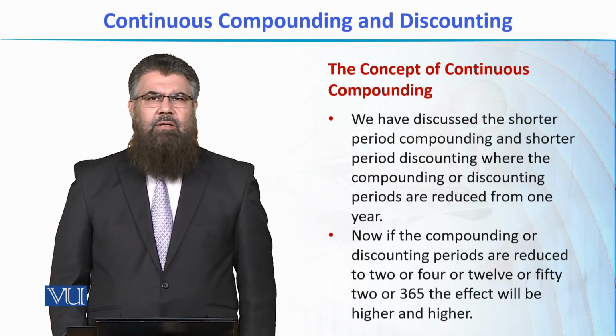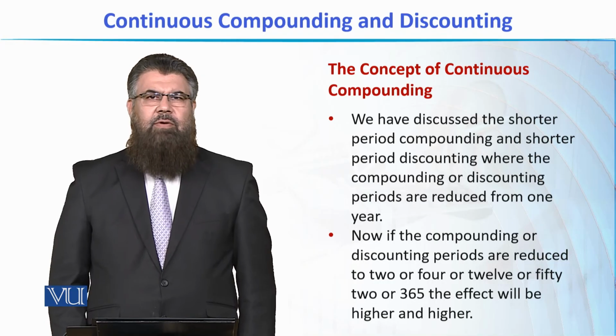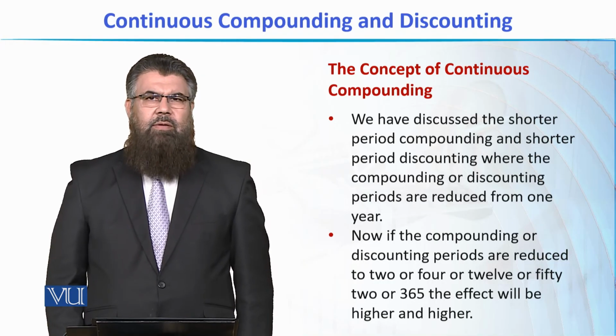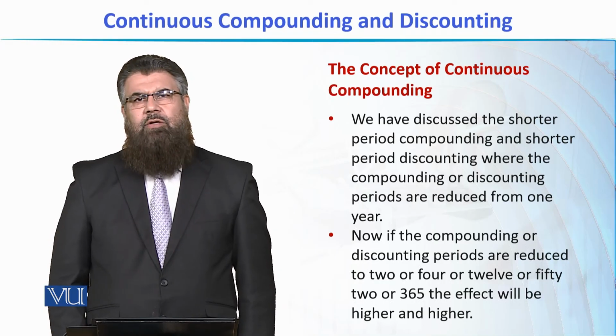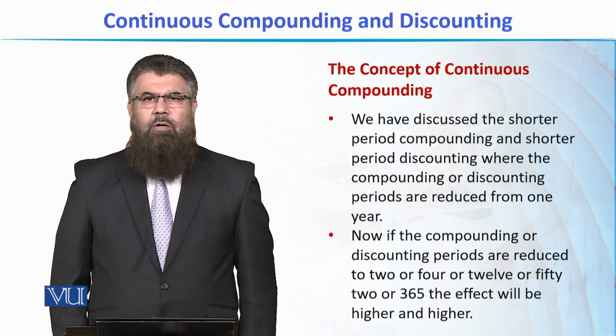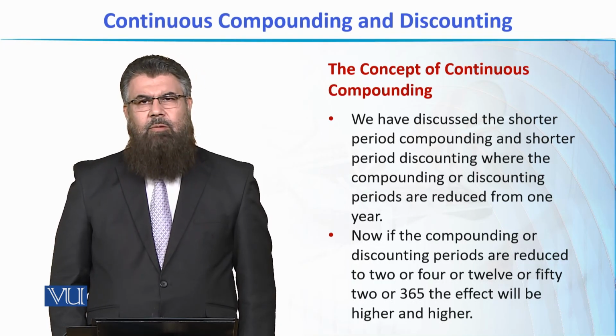Now, if we are reducing the time period for which we are applying the rate of interest, we reach a point where it becomes a continuous application of the rate of interest. So we call it continuous compounding or continuous discounting.